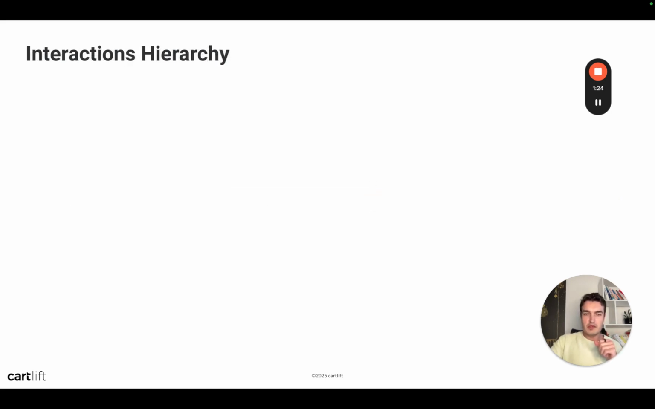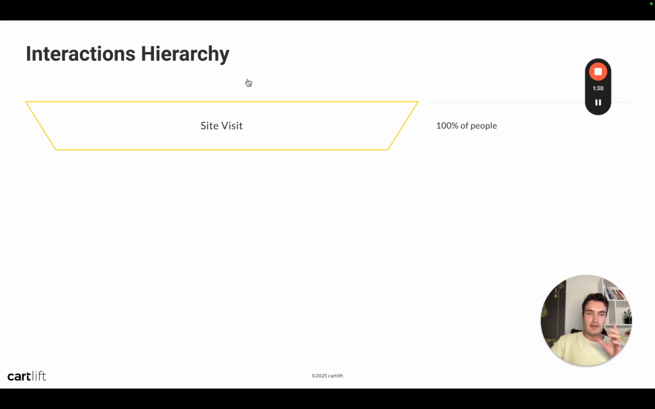This is very important because we want to segment your traffic properly for retargeting. There is an interactions hierarchy that is very important to keep in mind when you want to do retargeting most effectively. At the very top, you have site visits. Every single person that comes to your site is a site visit. The next step in the hierarchy is a product view. Depending on your brand and how you run ads, 40 to 95% of people visiting your site are typically product viewers getting to your product page.